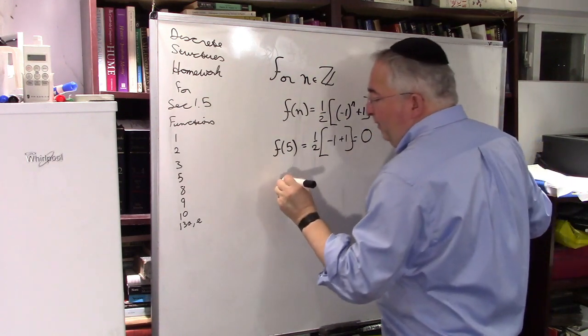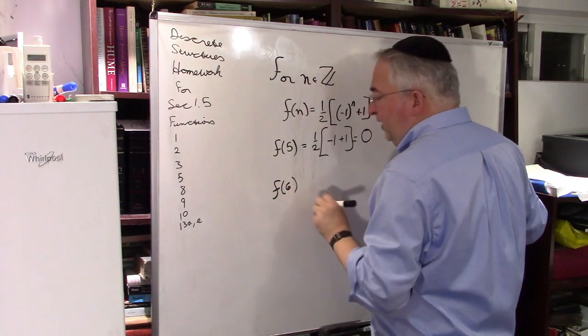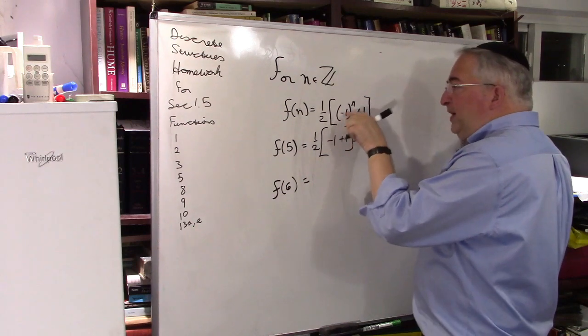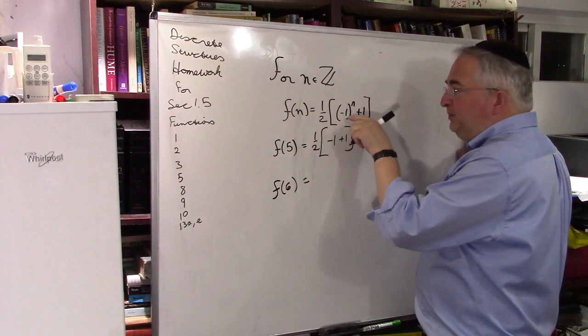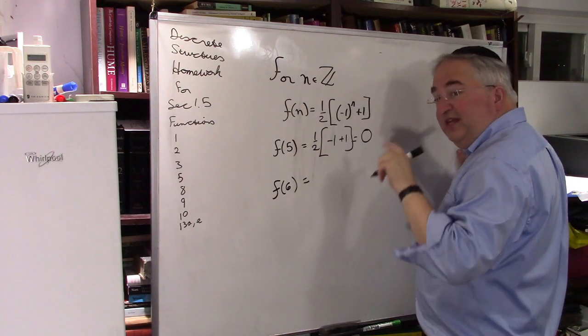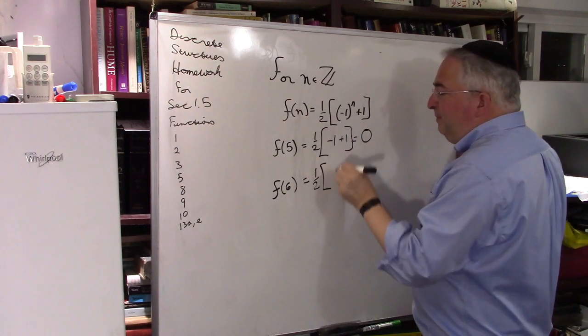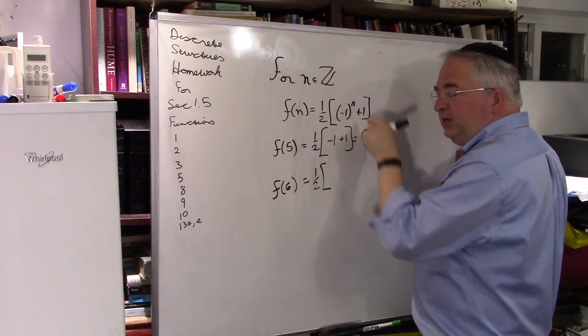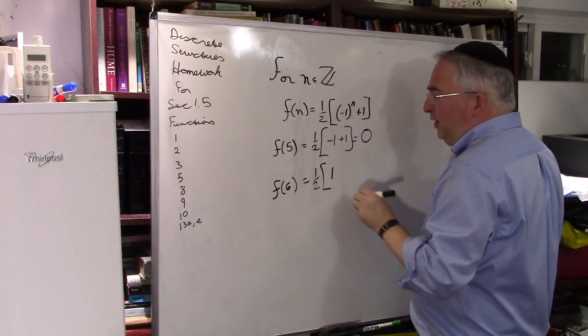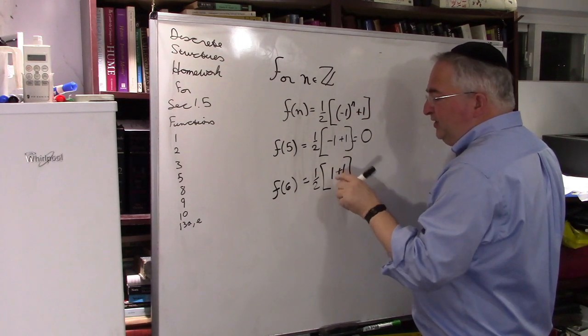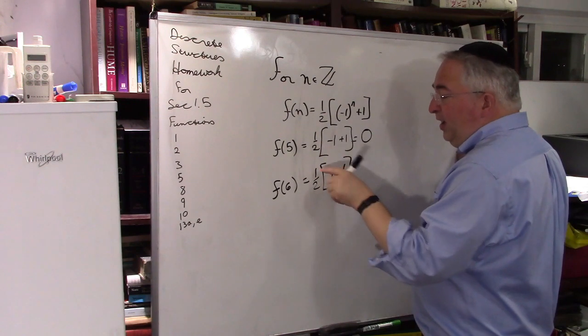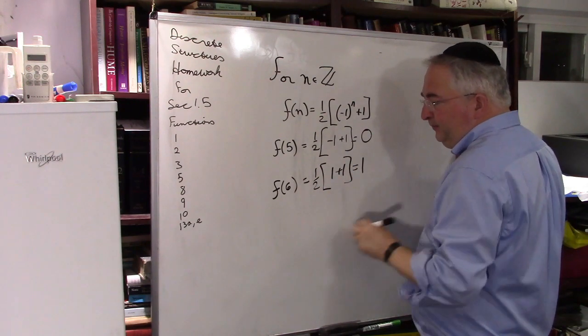Very good. How about f of 6? That's going to equal a half times minus 1 to the 6th power plus 1. That's an even number, so minus 1 times minus 1, 6 times, is going to be 1. Plus 1 is 2. A half of 2 is 1.